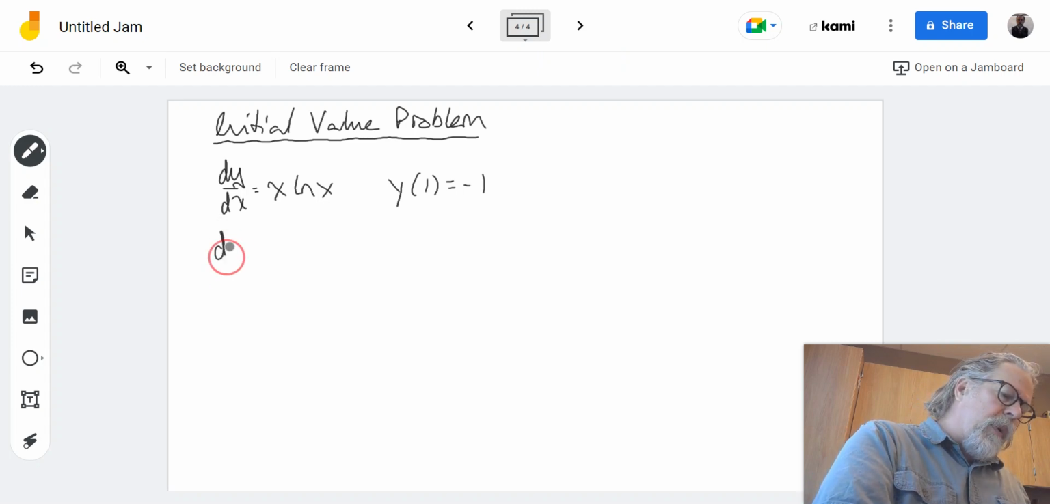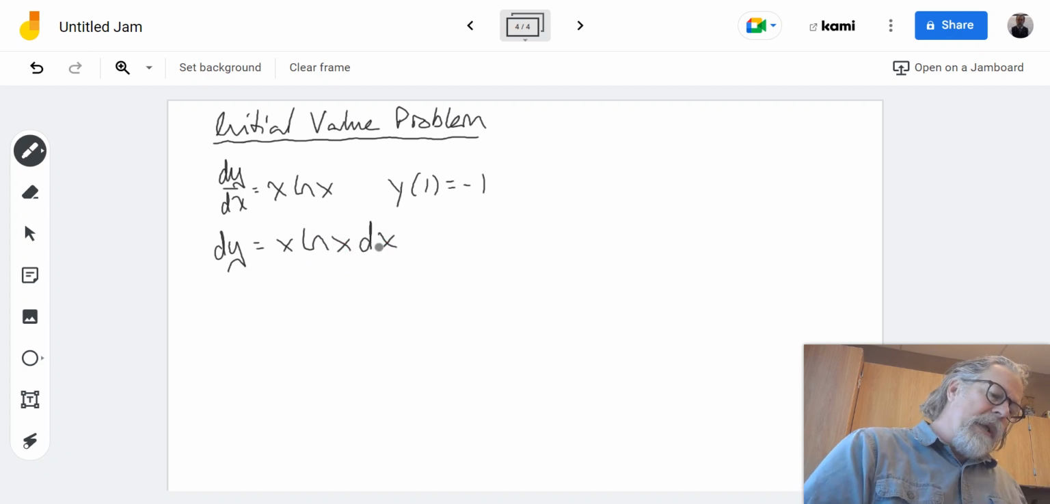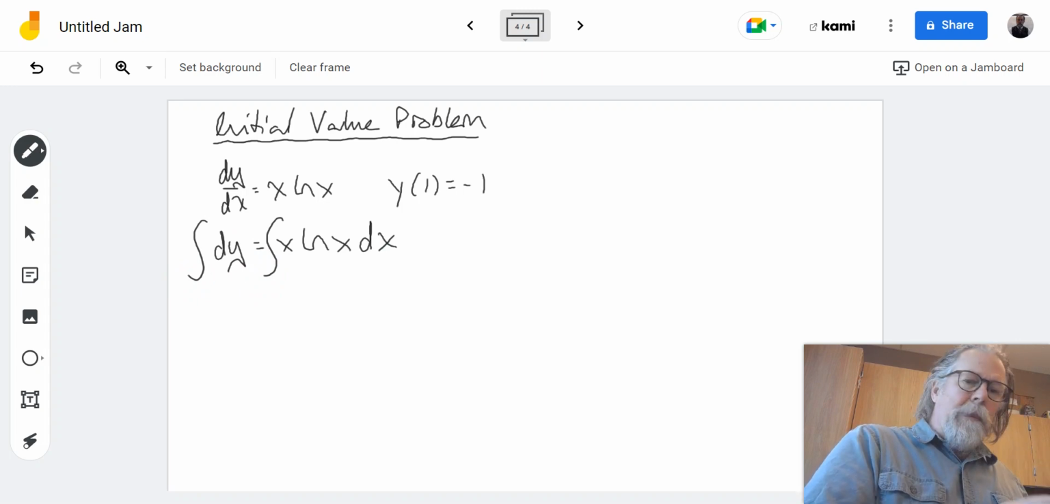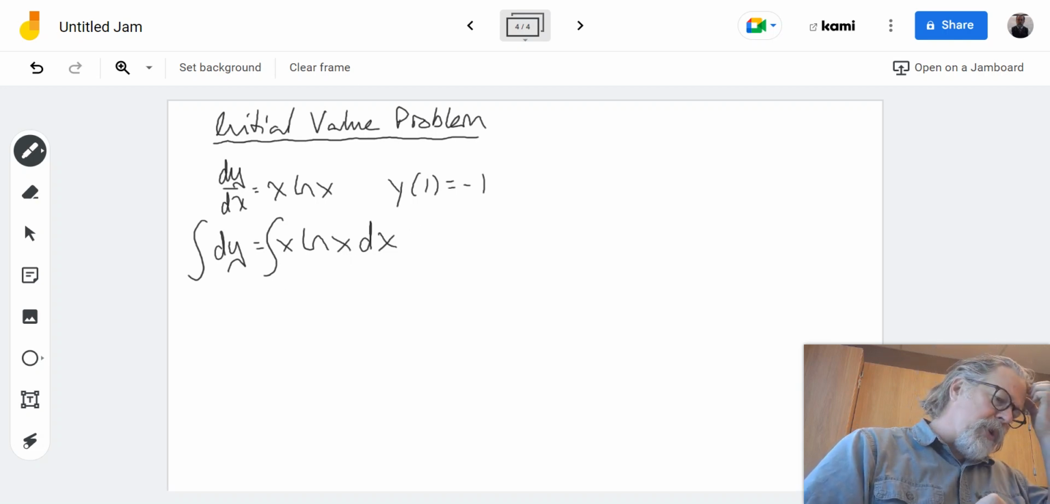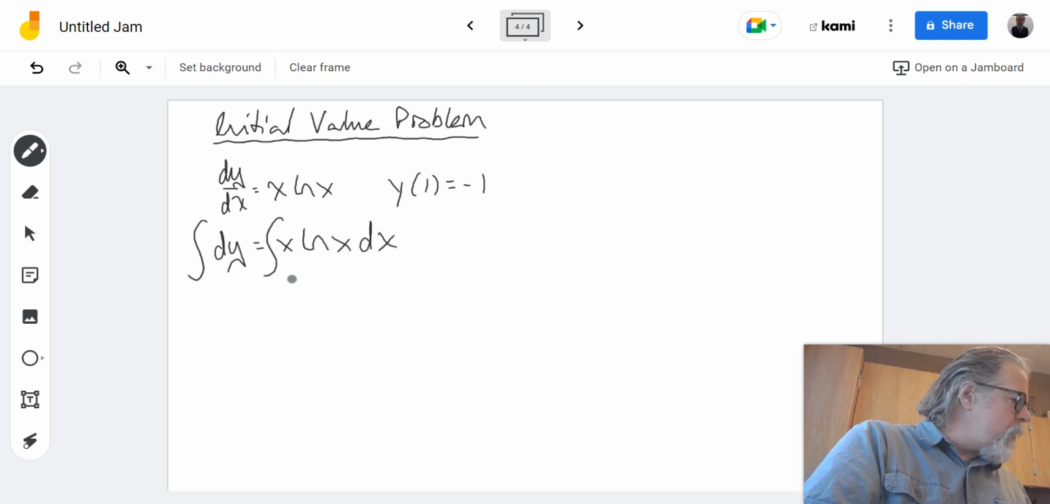First thing I'm going to do is separate the variables. This is x natural log of x dx on the right. I'm going to integrate both sides. And immediately I see, aha, look, it's a parts problem. It's two functions multiplied together, and I don't see a substitution there, so I can't go to substitution. So what am I going to do?